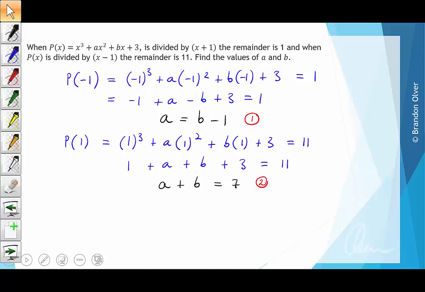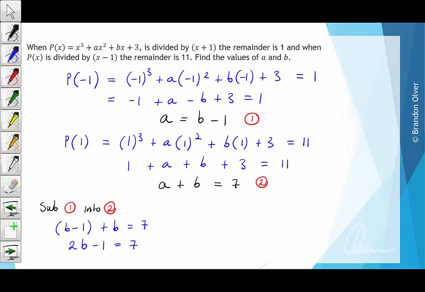Next up, all we're going to do is solve this simultaneously. The first thing we're going to do is substitute equation 1 into equation 2. So for equation 2 we have a, which we can replace with b minus 1, plus b equals 7. So that means we've got 2b minus 1 equals 7. When we solve for b, we're going to find that b is equal to 4.